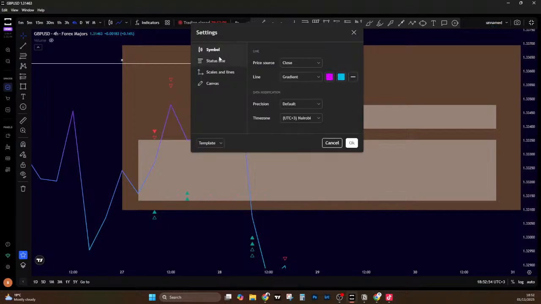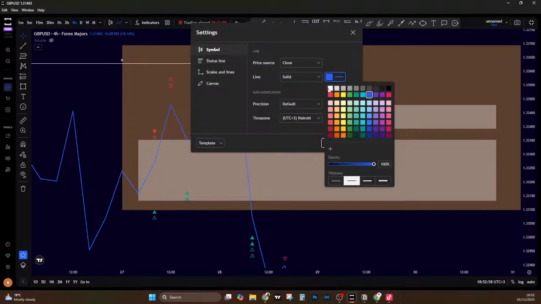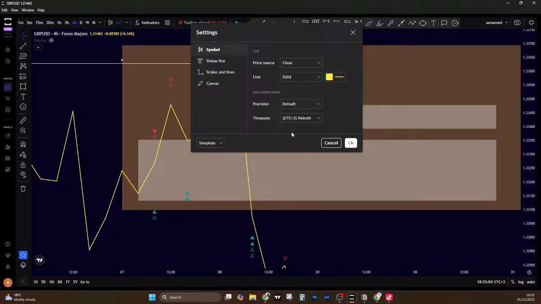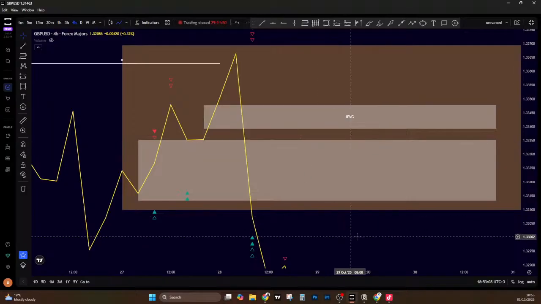Okay, symbol. All right, here we are. All I do yellow. Good. Can you see my line chart now?